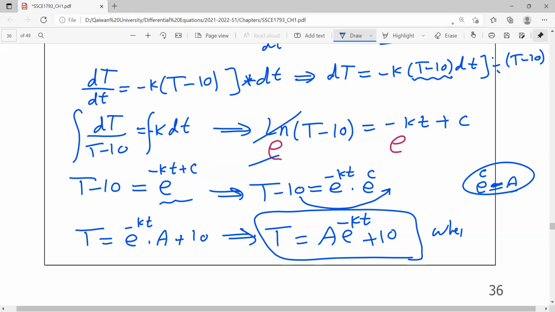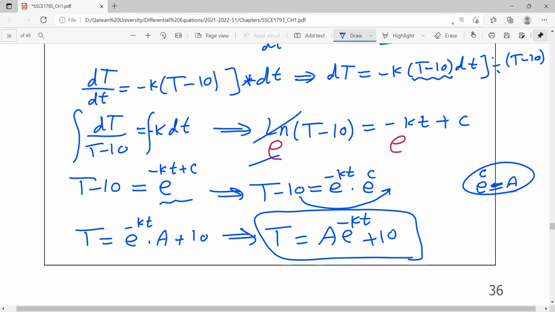Where e to the power C equals A. Yes, that's at any time.